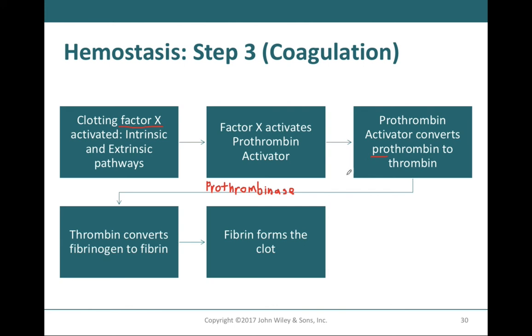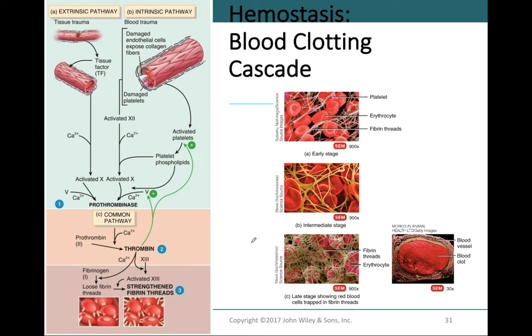Thrombin, in return, will eventually go and convert another set of chemicals. It's going to convert fibrinogen into another molecule known as fibrin. And fibrin is the major player for coagulation. Fibrin is the soluble fiber that will eventually form the blood clot that will ultimately stop the bleeding.